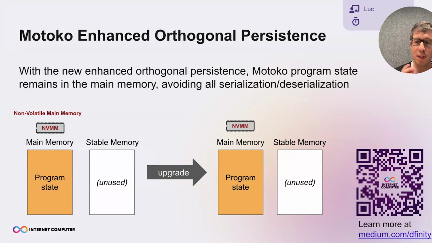So the upgrade is instantaneous, and at the same time, accesses to the presumed stable or persistent data have the same performance as on main memory. And then yet another part, we extended the main memory to 64-bit, meaning that in the future, we are ready to scale to the same size as stable memory. And that's all the exciting news from Motoko.